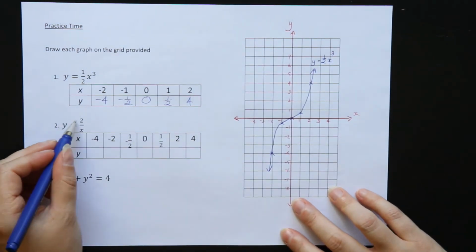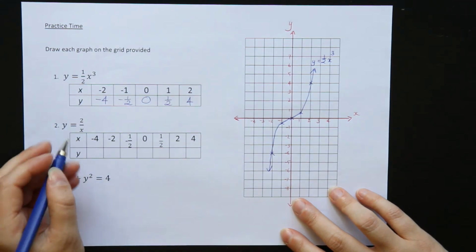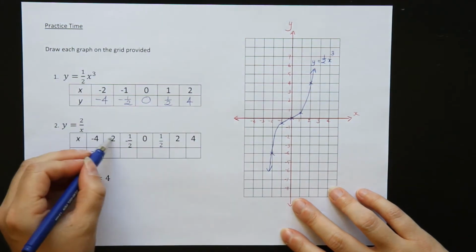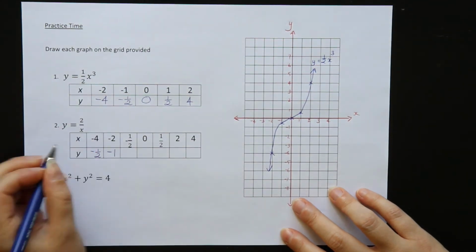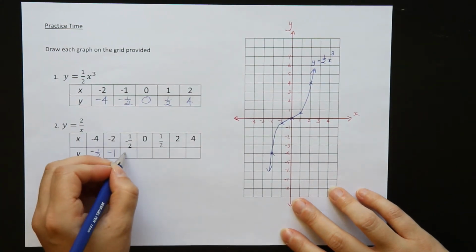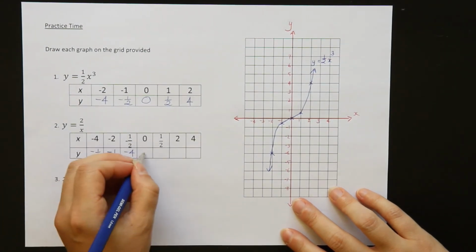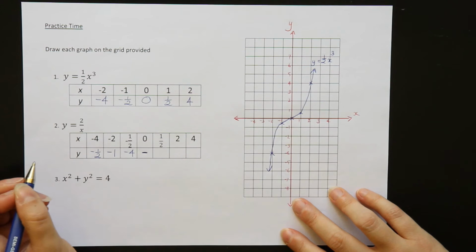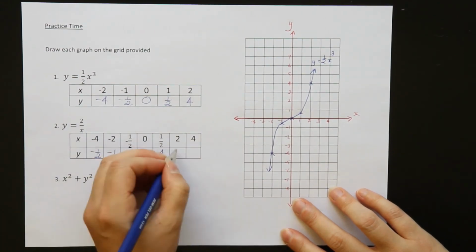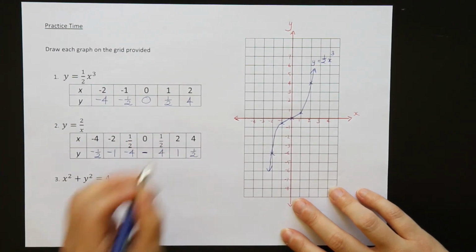The next graph, y equals 2 over x. If x is negative 4, 2 divided by negative 4 is negative half. 2 divided by negative 2 is negative 1. 2 divided by negative a half is going to be a negative 4. 2 divided by 0, we can't do, that's our asymptote. 2 divided by half is 4. 2 divided by 2 is 1. 2 divided by 4 is a half.